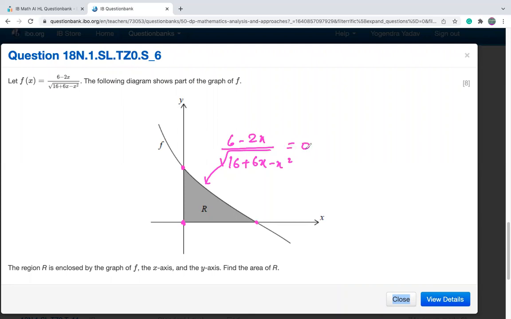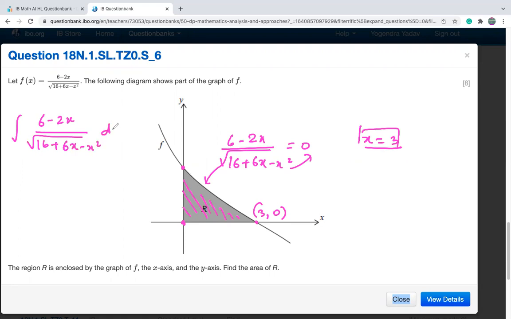If I equate this to 0, I'll get x equals 3, because the root part straight away multiplies to 0, and then 6 equals 2x, so you get x as 3. So this coordinate is basically (3, 0). Now the second thing is, as you know, to get the area you have to integrate the given function. So integrate 6 minus 2x over root of 16 plus 6x minus x squared dx.